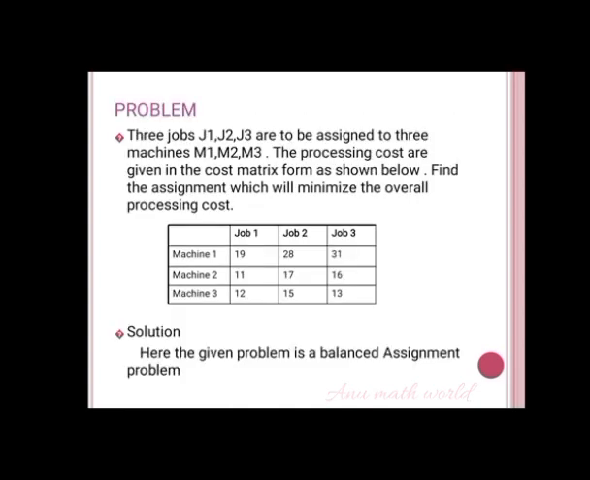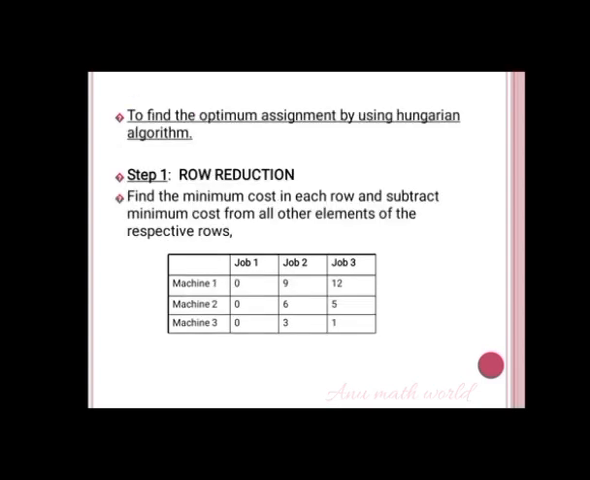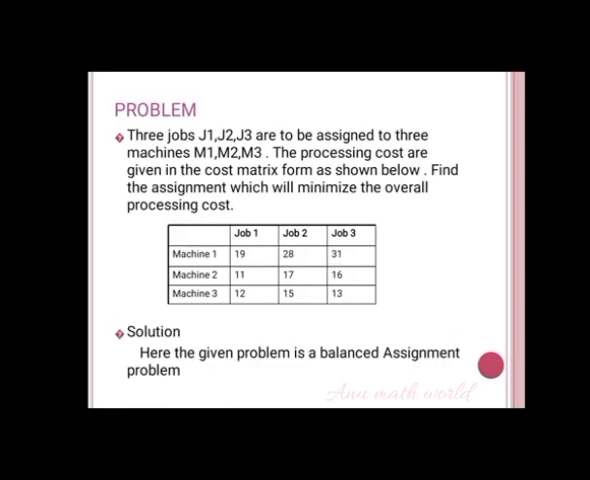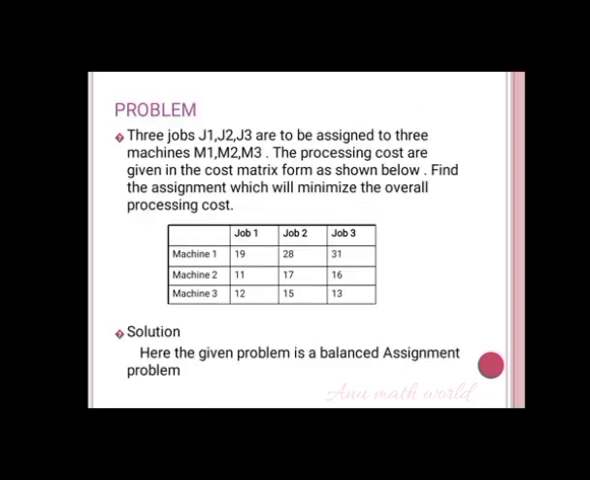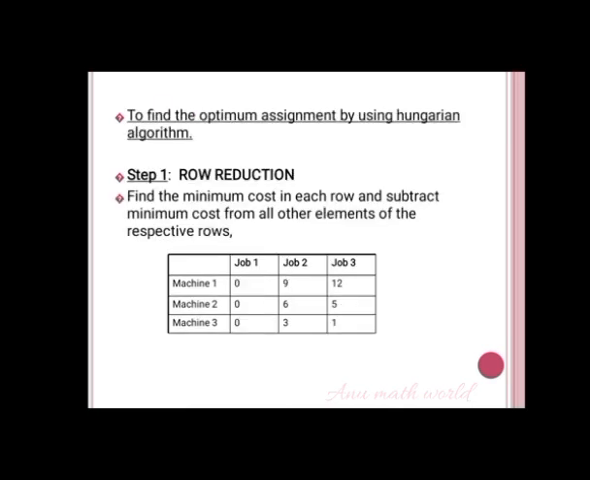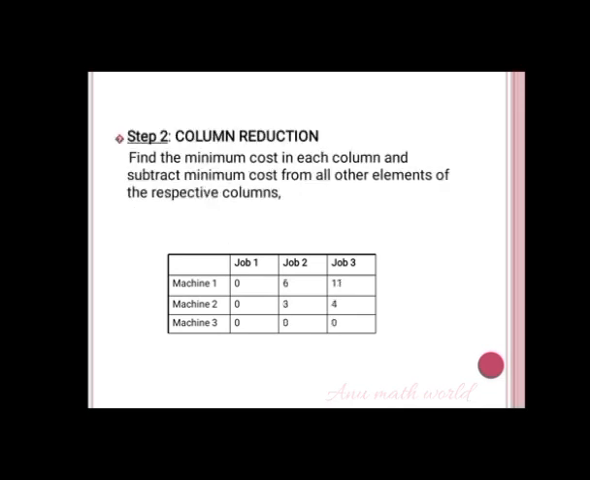In the first row, the minimum value is 19, so we subtract 19 in the first row. Then the result is 0, 9, 12. In the second row, the minimum value is 11, so we subtract 11 in the second row. The result is 0, 6, 5. In the third row, the minimum value is 12, so we subtract 12 in the third row. The result is 0, 3, 1.